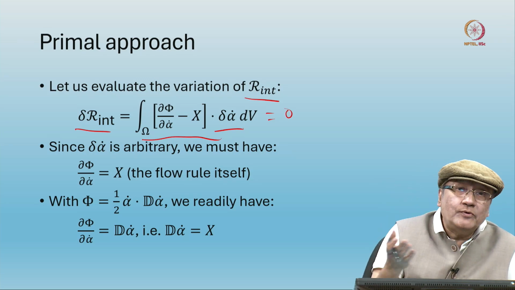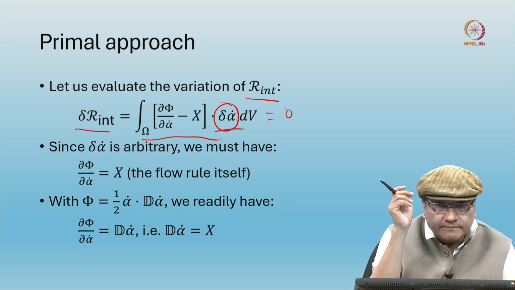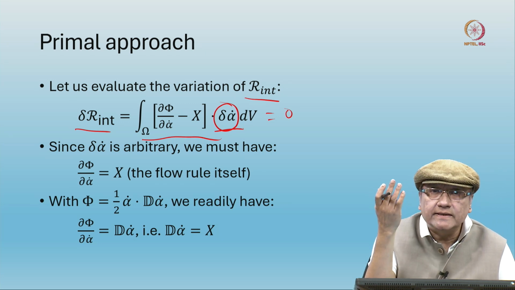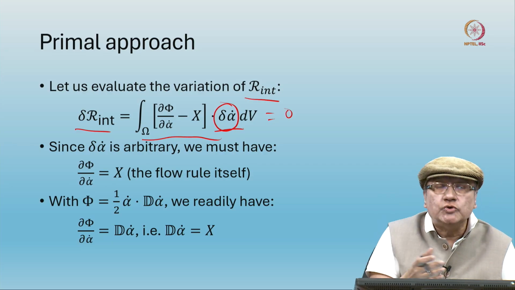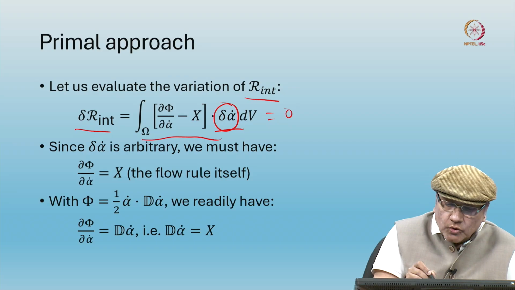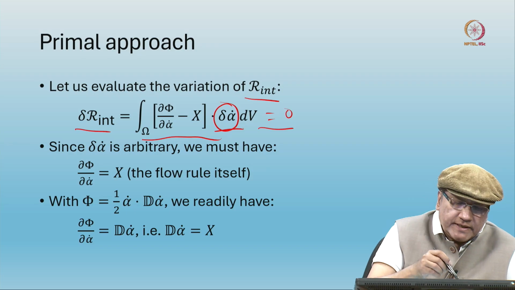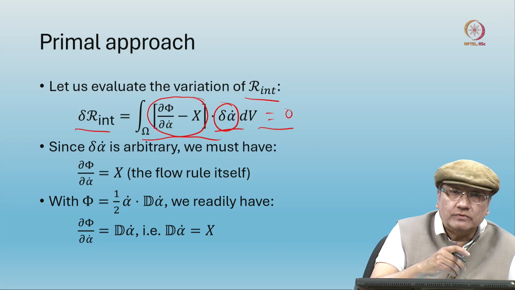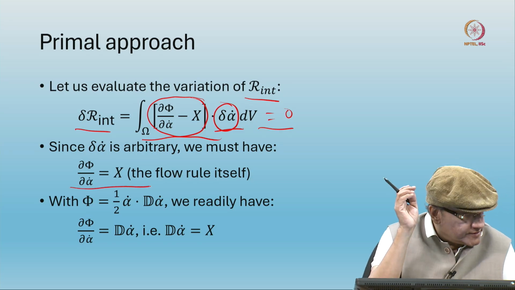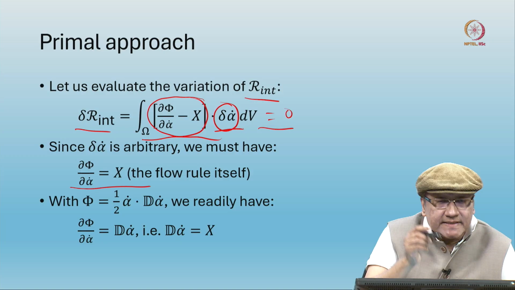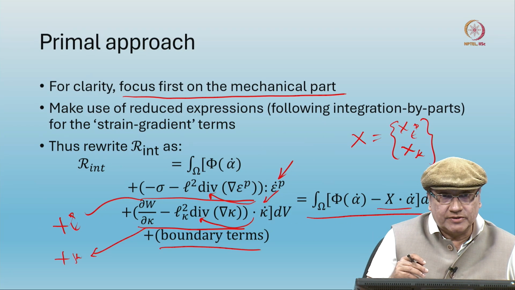Alright, so basically what we have got now, you actually see that this is entirely arbitrary. Delta alpha dot is entirely arbitrary, so it is true for any delta alpha dot. So therefore this statement of this whole thing becoming 0 can be true if the integrand, this part, is 0 itself, okay. So that is what actually gives me del phi by del alpha dot equals x, which is basically the flow rule, which sometime back in the last lecture we showed you.